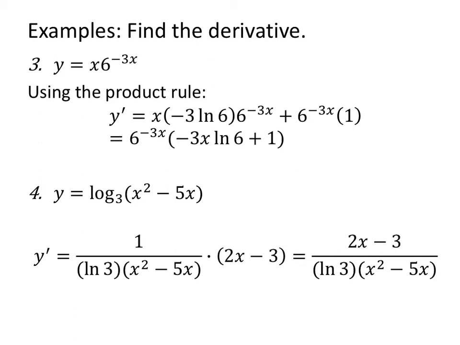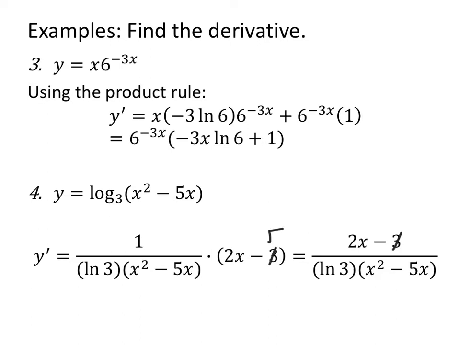Enough with those exponentials, let's look at some logs. If y equals log base 3 of x squared minus 5x, we will find the derivative to be the derivative of the inside. That's 2x minus 5. I don't know why there's a 3 there. That should definitely be a 5.